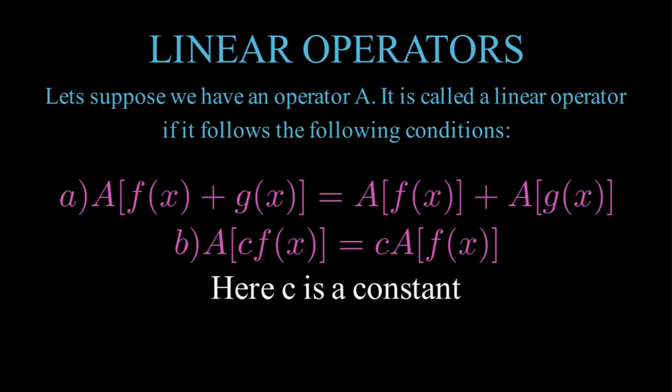must be equal to the sum of the results when operator A operates on the individual functions f as a function of x and g as a function of x. Now, as per the second condition, when operator A operates on c multiplied by f as a function of x, then c being a constant comes out and we have c multiplied by operator A operating on f as a function of x.